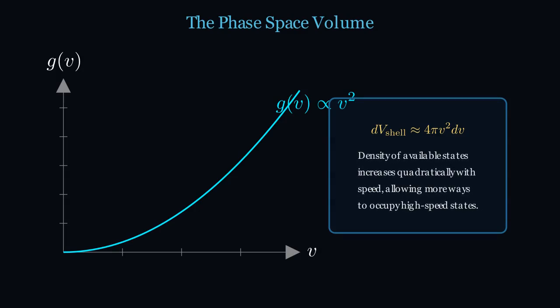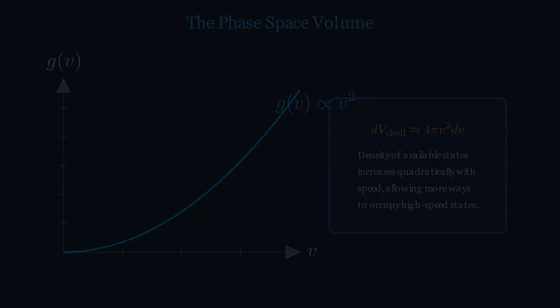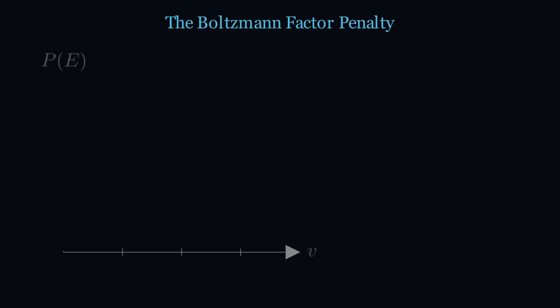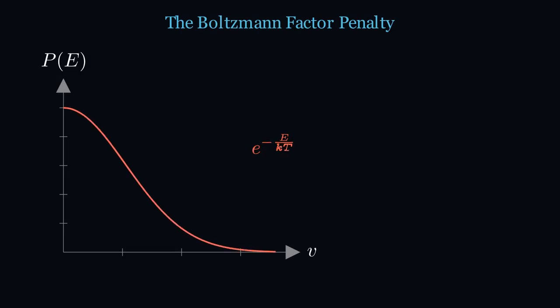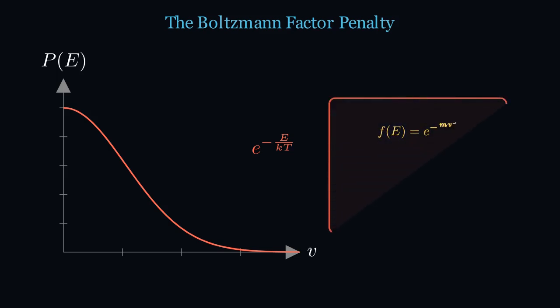However, there's a powerful and opposing counterforce, energy. Achieving a speed v directly implies possessing kinetic energy E equals 1/2 mv squared. The physical universe, especially when considering systems at a specific temperature T, exhibits a strong bias against high-energy states. This energetic penalty for higher speeds is precisely quantified by the Boltzmann factor, e to the negative E over kT. Here, k is Boltzmann's constant, and T is the absolute temperature.